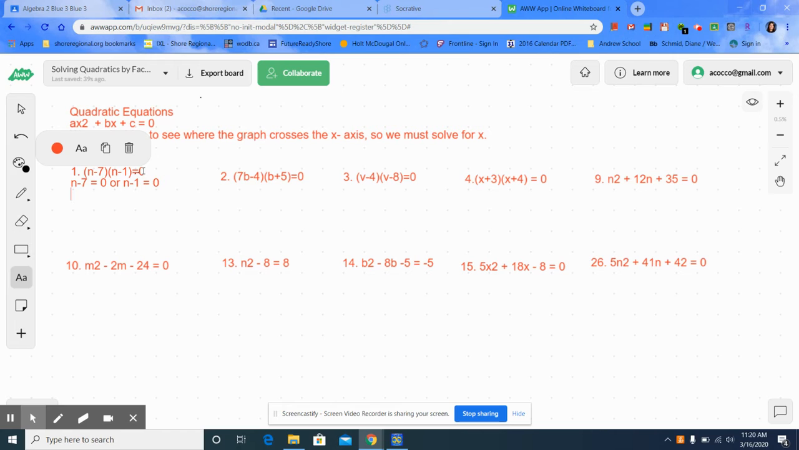So in order to solve n minus 7 equals 0, we need to add 7 to both sides, so we get n equals 7. Or n equals 1, doing the same thing to the second part.